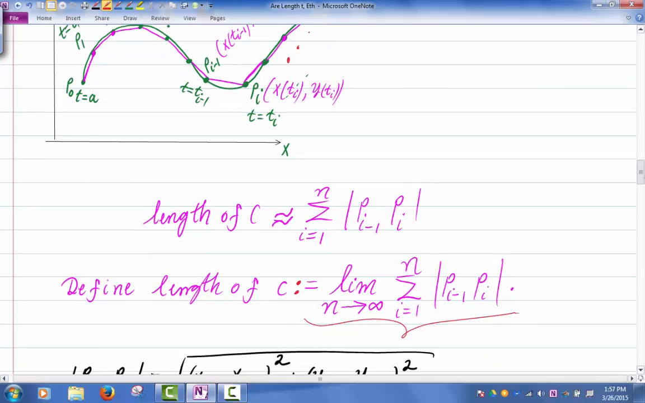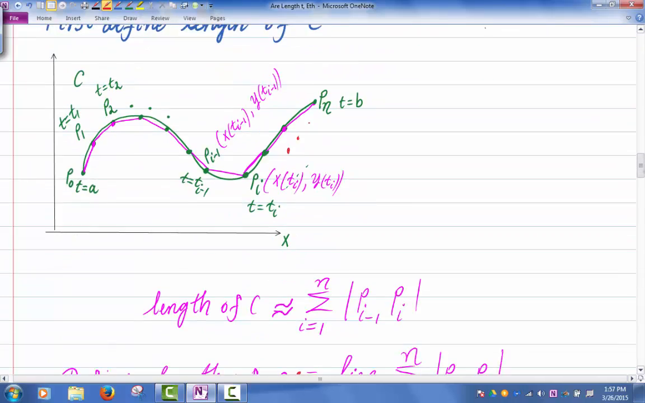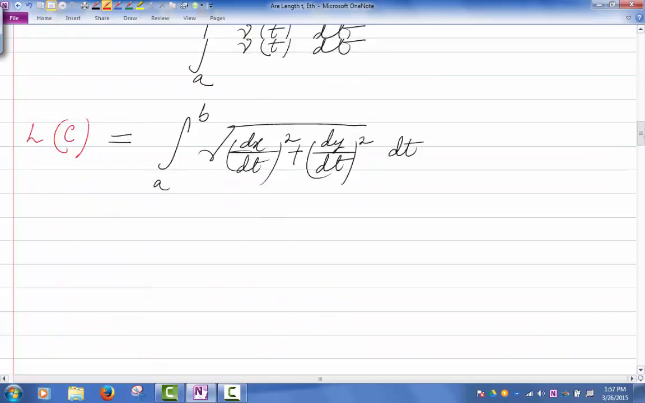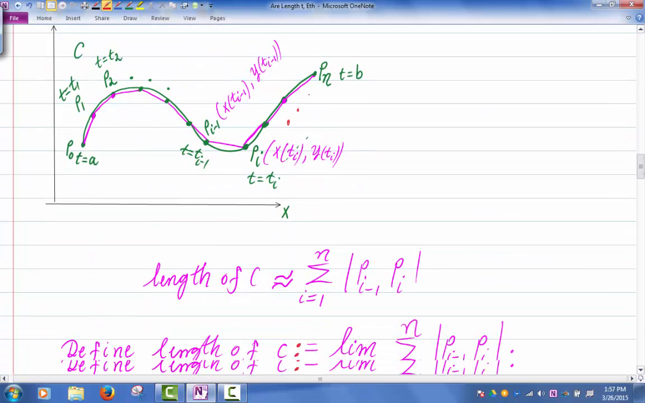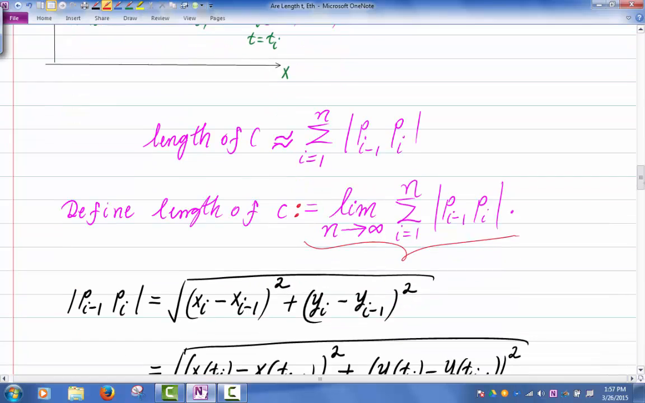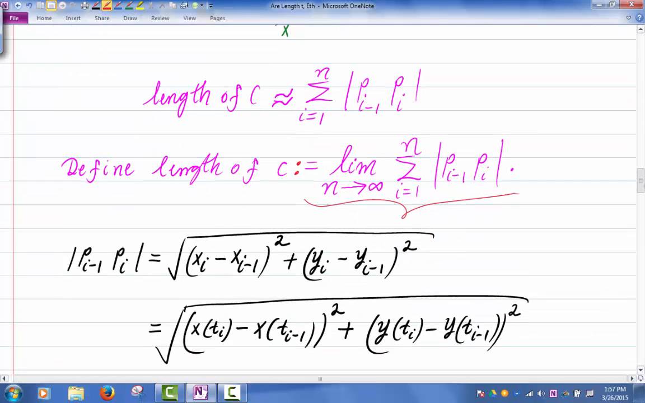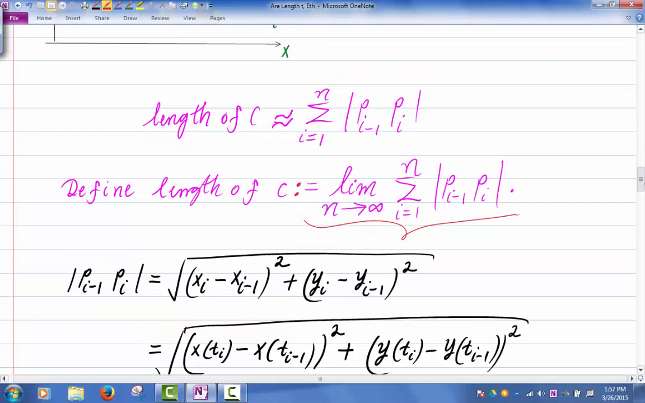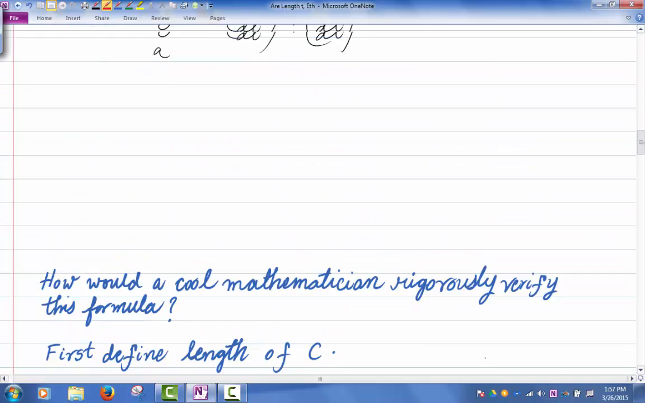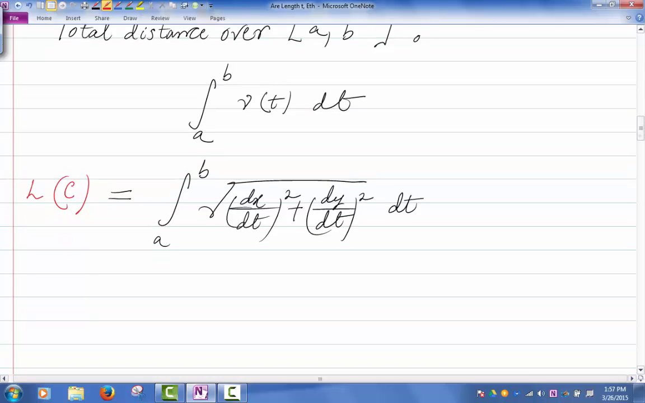Now, what's the problem then? Well, the problem is I have to go from this limit to this formula here. This is where things would be a little bit harder. So, first of all, I want to look at what that limit is. Now, remember, we claim the length of the curve is a definite integral. We know definite integrals have to do with what?